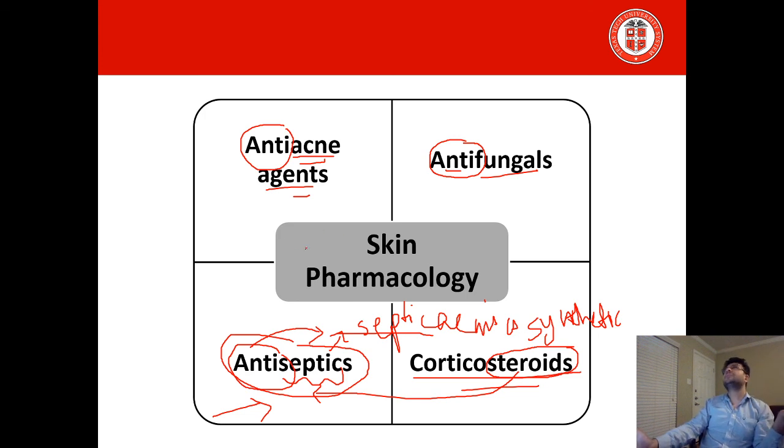So these are some of the drugs related to treat skin infections. We have talked about anti-acne agents. We have talked about antifungal drugs, the ketoconazole, the fluconazole. We talked about antibacterial drugs, the antibiotics, and the corticosteroids. So that's pretty much it for the integumentary system.